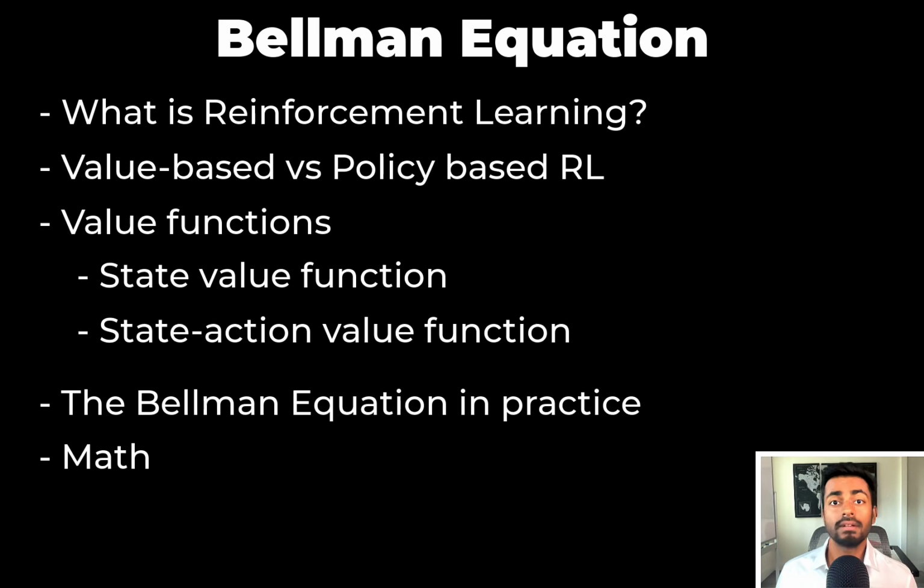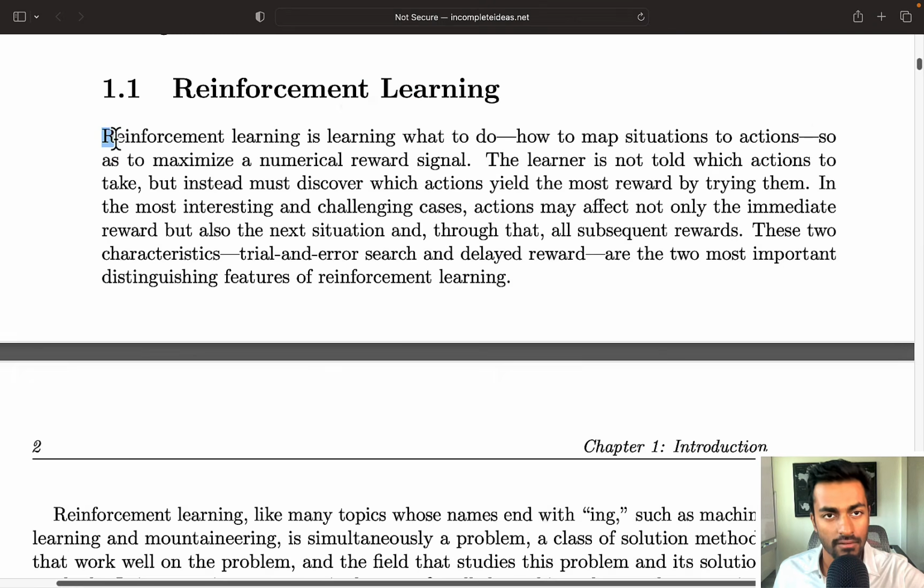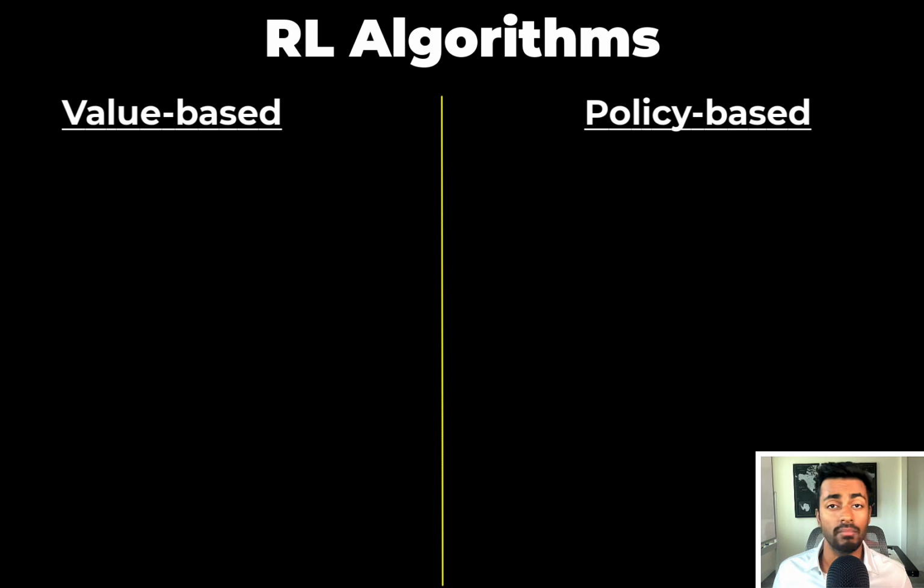In this video, we're going to talk about the Bellman equation, but because this is a very specific topic, I want to show how this Bellman equation actually fits into the bigger picture of reinforcement learning. So let's start at the top. Reinforcement learning is learning what to do, that is how to map situations to actions, so as to maximize a numerical reward signal.